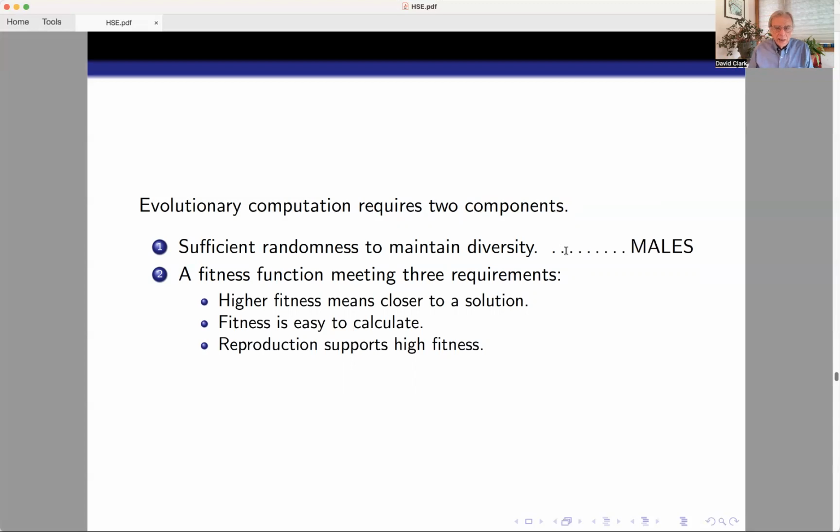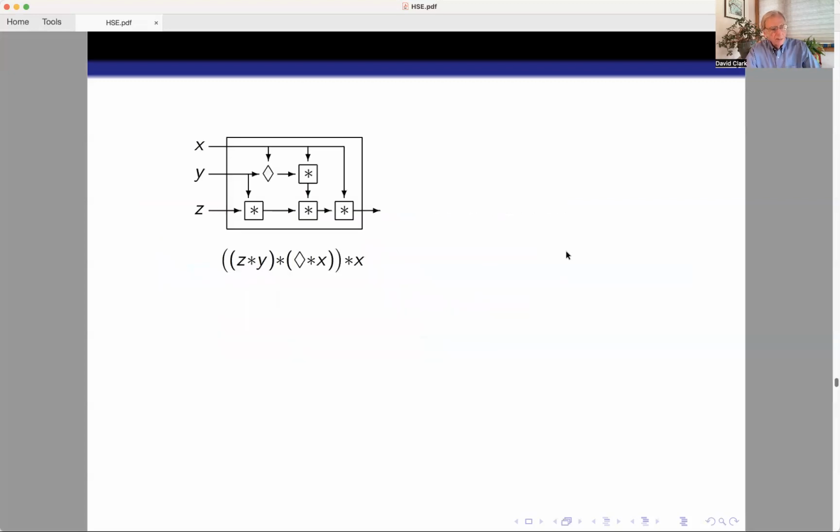The hard work was left to the females to produce a good fitness function, and a fitness function that will satisfy these 3 difficult conditions. So I'm going to tell you about how this happened. So what we did is we found a different kind of circuit that we could use.